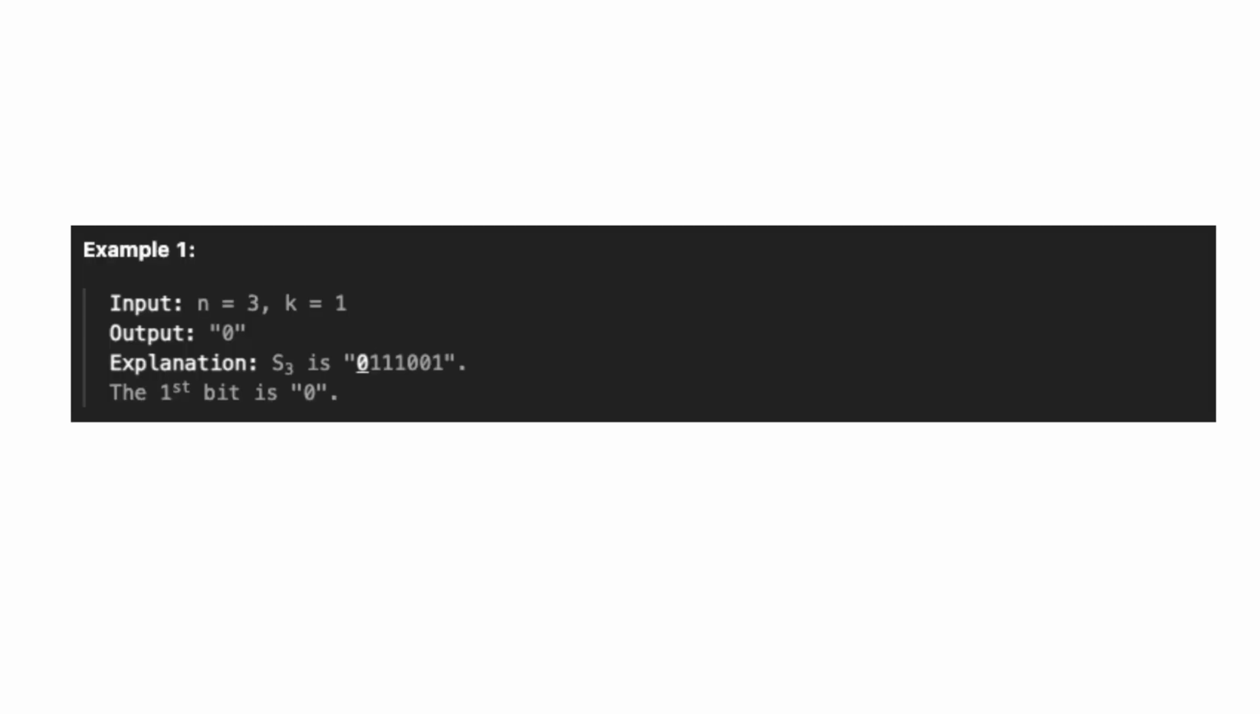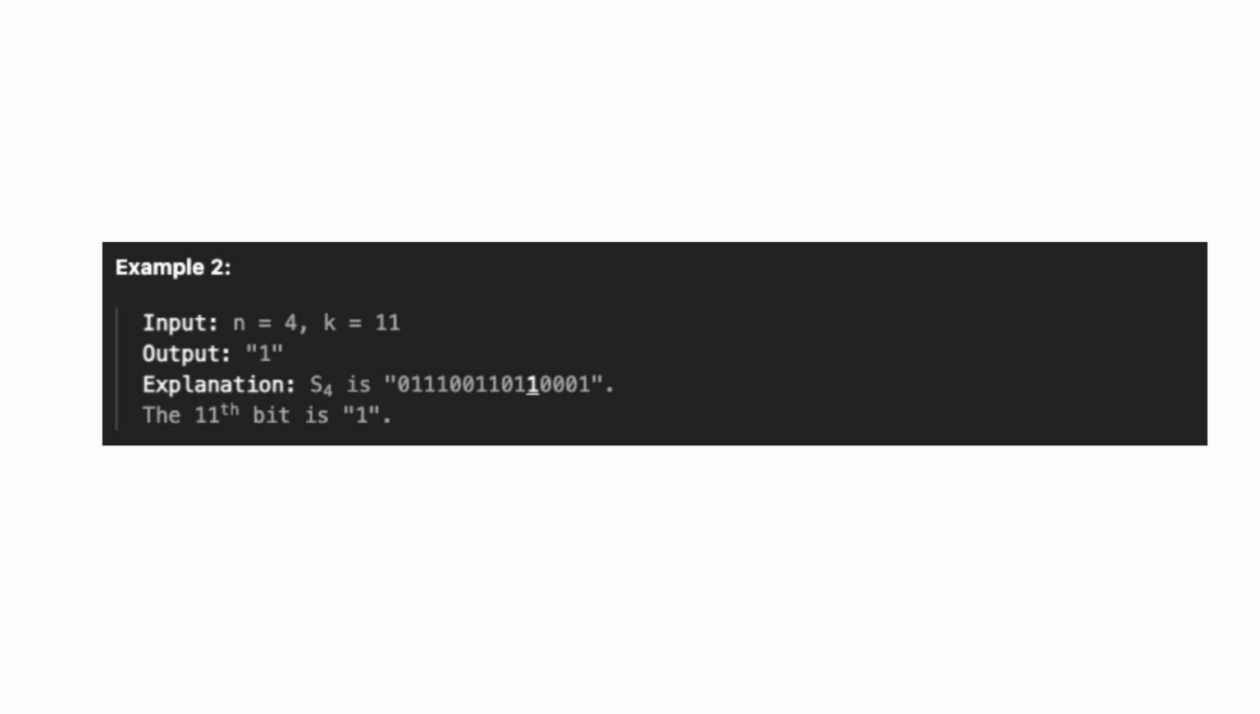Let's understand the first example. Input n equals 3, k equals 1. Output 0. If we build S3, it becomes 0 1 1 1 0 0 1. The first bit is 0, so the answer is 0. Now let's see example 2. Input n equals 4, k equals 11. Output 1. If we construct S4, the 11th bit in this string is 1. So the answer is 1.